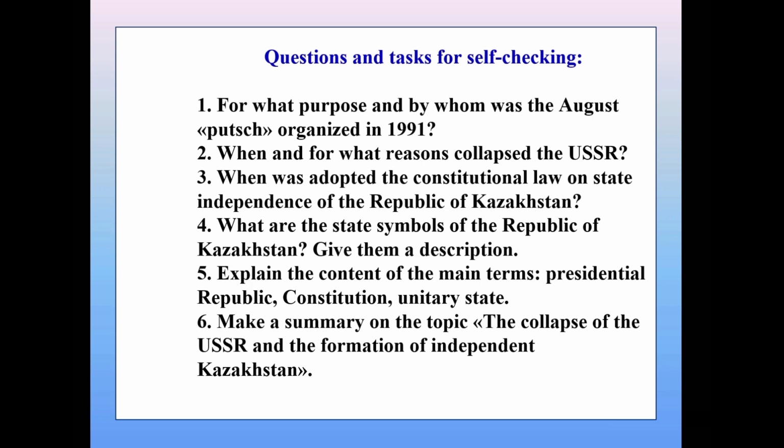Question 1. For what purpose and by whom was the August Putsch organized in 1991? Question 2. When and for what reasons did the USSR collapse? Question 3. When was the constitutional law on state independence of the Republic of Kazakhstan adopted? Question 4. What are the state symbols of the Republic of Kazakhstan? Give their descriptions. Question 5. Explain the content of the main terms: Presidential Republic, Constitution, Unitary State. Question 6. Make a summary on the topic The Collapse of the USSR and the Formation of Independent Kazakhstan.